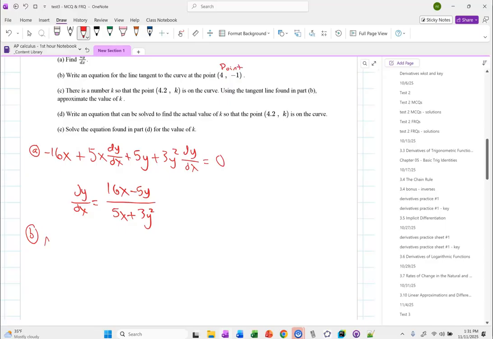What's that? All right, time's up. Yeah, we plug that into the derivative, right? The slope is just the derivative evaluated when x is 4 and y is -1. So 69 over 23 is 3, I think.